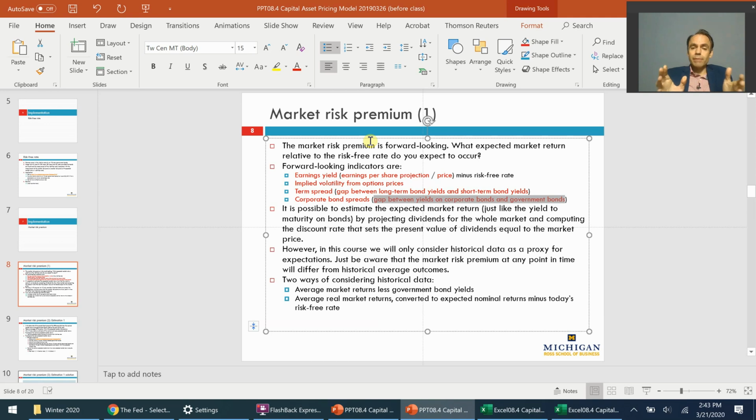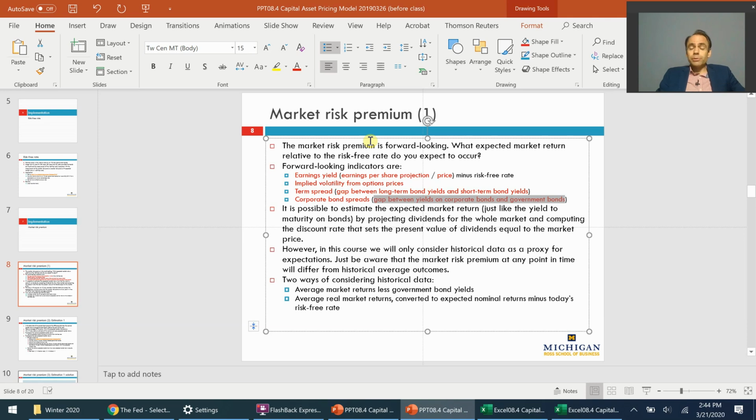Now, it's possible to estimate the expected market return, just like we estimated the yield to maturity on bonds, by projecting dividends for the entire life of the companies listed in the market, and then computing the discount rate that sets the present value of dividends equal to the market price. So you recall when we did bond pricing, we said if I have a series of projected coupon payments and a projection of the face value of the bond at maturity, and I observe the price of the bond, I can say, well, the yield to maturity in that bond is X%, as the discount rate that sets the present value of the coupon payments and the face value equal to the price. Well, I could estimate a discount rate for the whole market, that's the expected market return, by projecting all the dividends the market is projected to generate, discounting those back to present value, and find the discount rate that sets the present value of those dividends equal to the price of the market, aggregating up all the companies in the market.